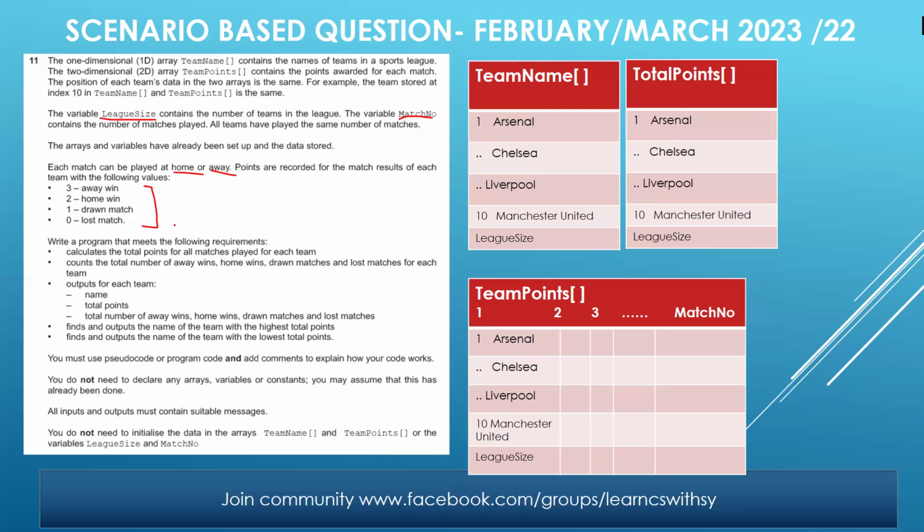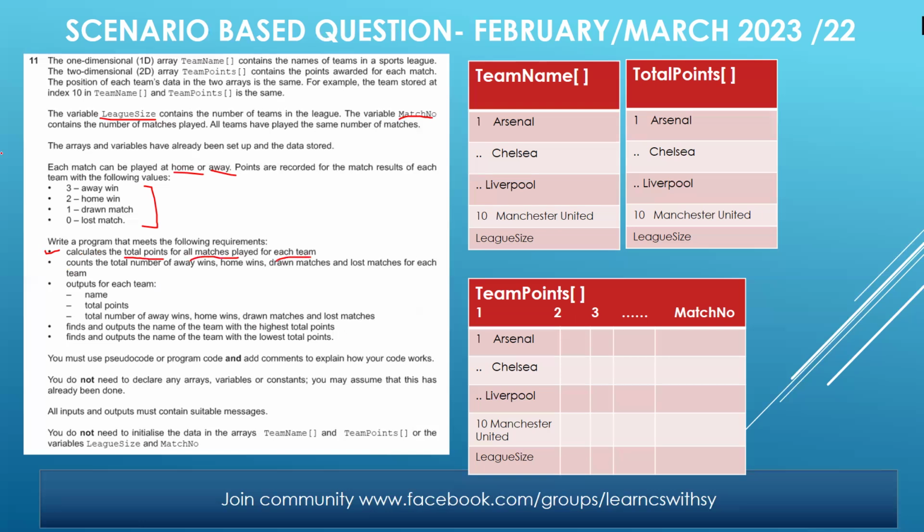Write a program that meets the following requirements. And what are the requirements? Calculates the total points for all matches for each team. This is your first requirement. So you can mark it as requirement 1, and then you can see it calculates the total points. By the way, when you read the term total points for all matches played by each team.